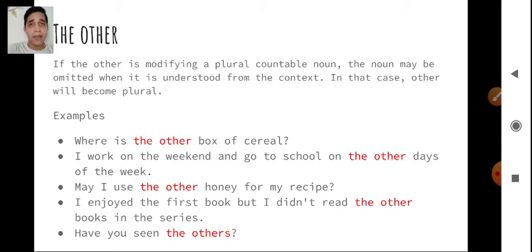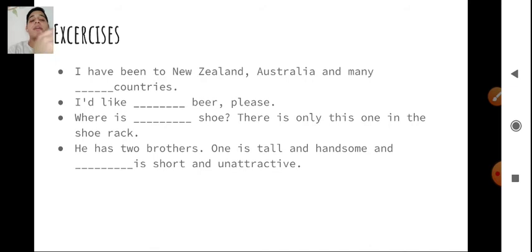So you can replace many things that are in plural. For example, pens, food, I don't know, containers. So you can use your imagination to do this, guys. Right here we have some examples. The first one said, hey, I have been to New Zealand, Australia, and many countries. So we have that countries is a countable noun. So for plural and countable nouns, we use other. So, I have been to New Zealand, Australia, and many other countries.